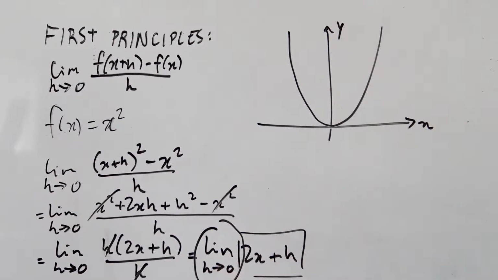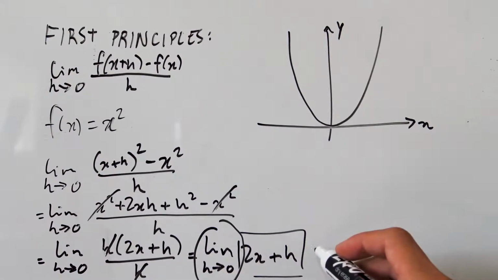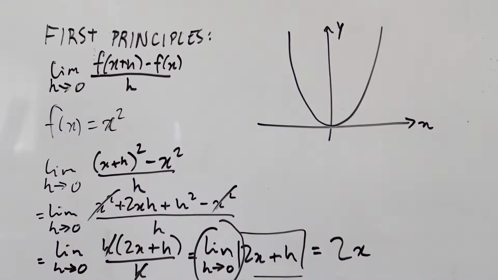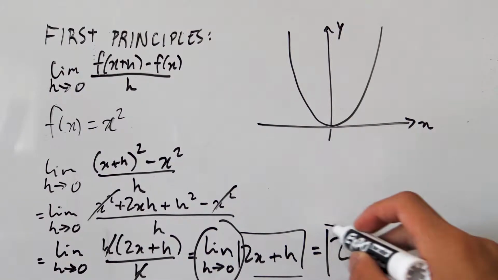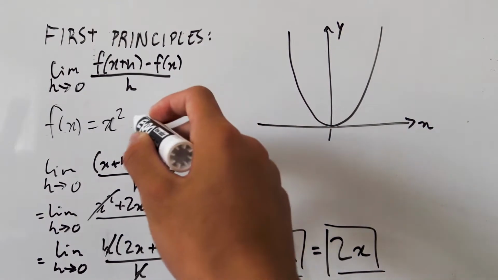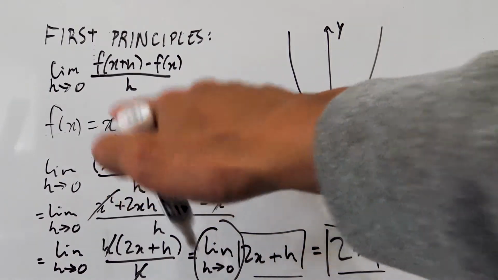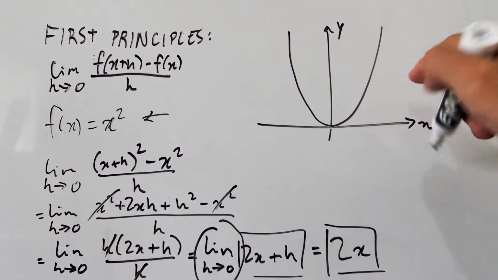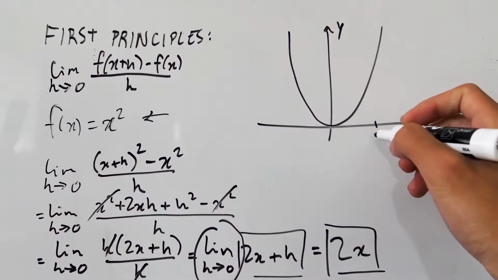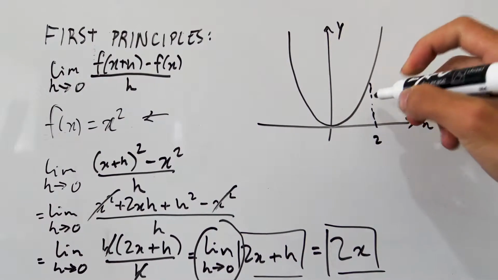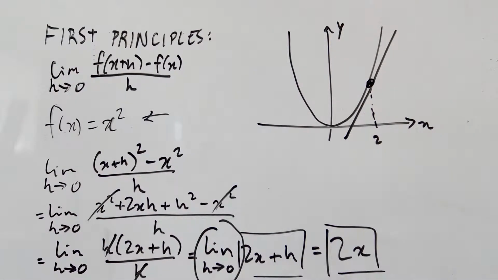So as h gets smaller and smaller and smaller, what will happen to this expression right here? Well, h will get so incredibly small that it just becomes negligible. It just pretty much disappears off to 0. So all that we're left with is 2x. And what does this 2x have to do with our original x squared here? Well, this new 2x here, we can use this function to find the gradient at any given point x on our x squared graph. So for example, this is our x squared graph here, and if we want to find the gradient at the point x equals 2, so we want to find this tangent line kind of right here.